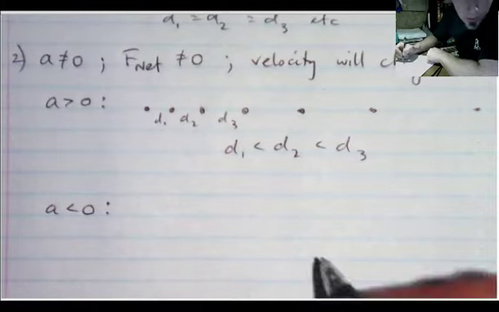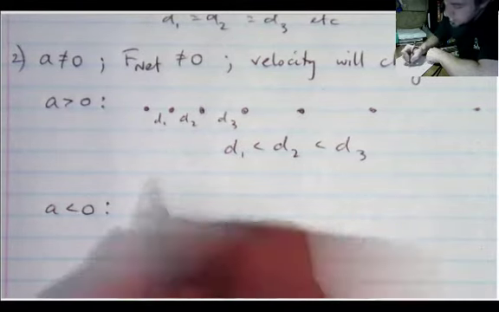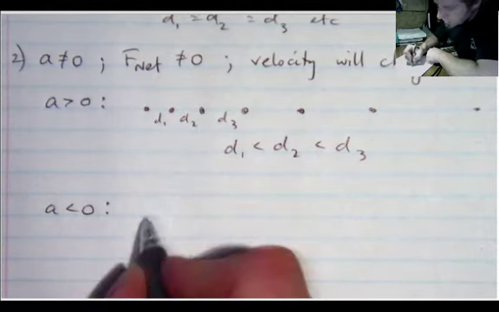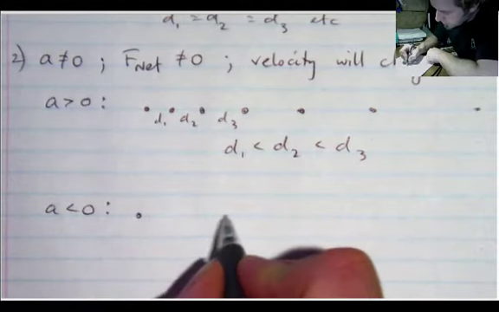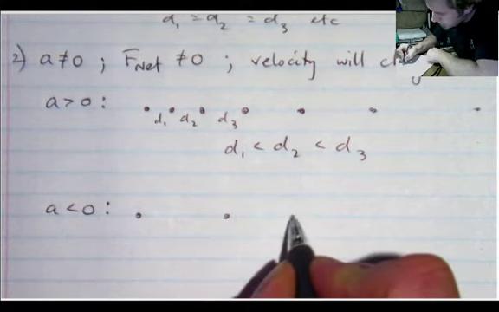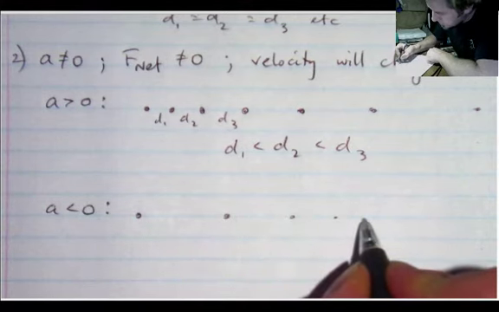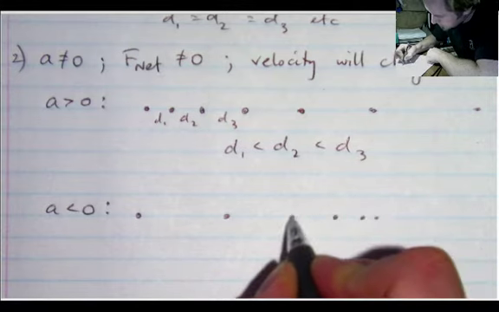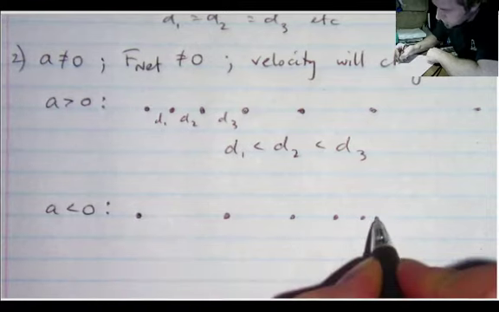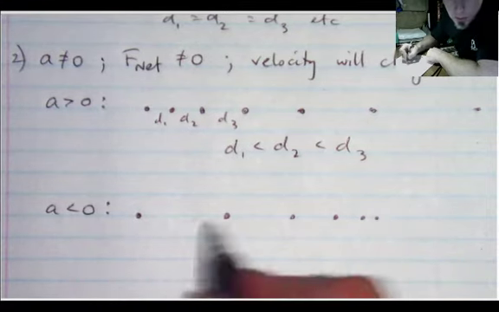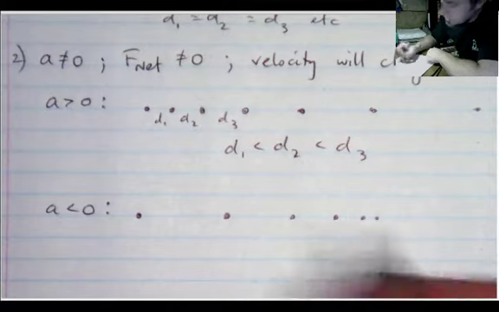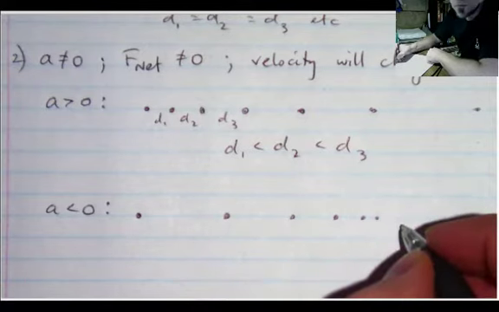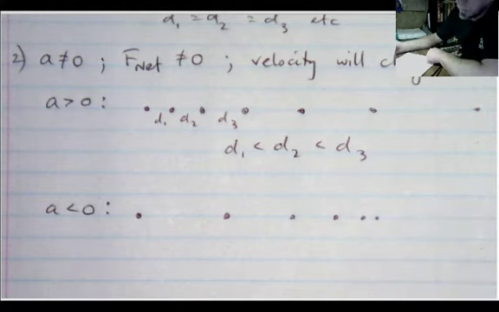If acceleration was less than 0, then we would find just the opposite of this. It would start out covering more distance than it ended up covering. So here we can see that this object is slowing down. For equal intervals of time, it's covering less and less distance until which time it stops and it starts going in the opposite direction.